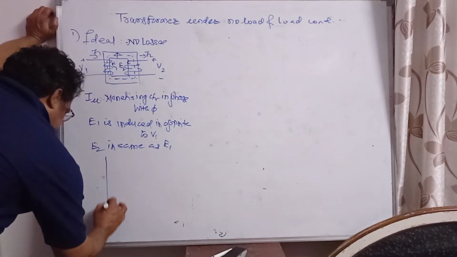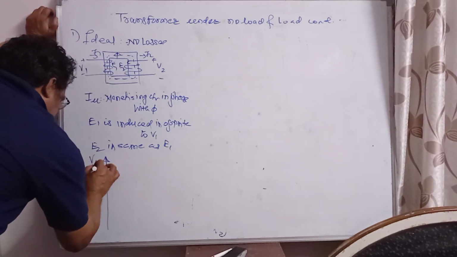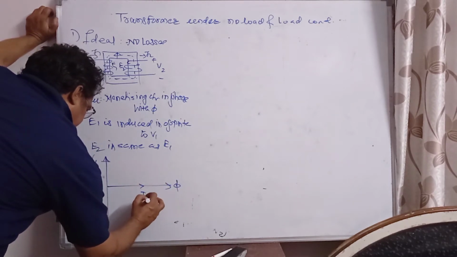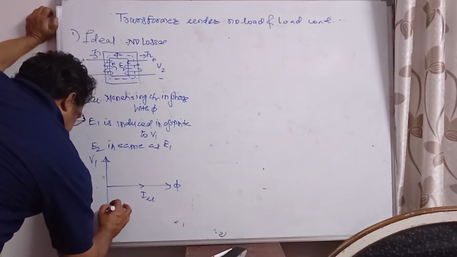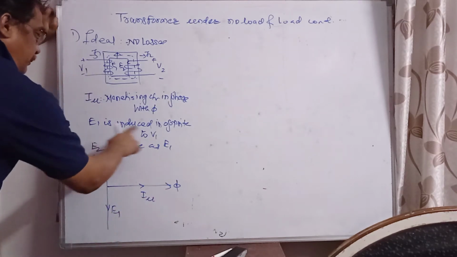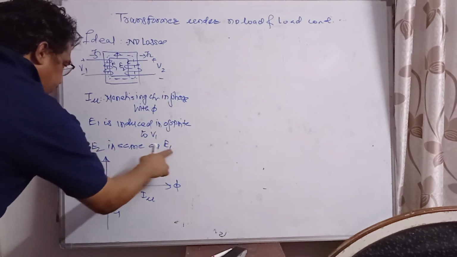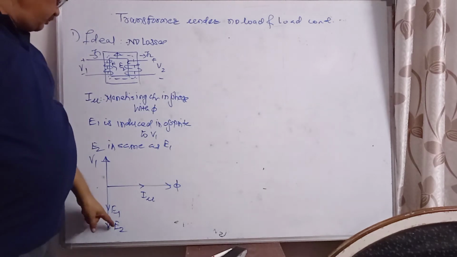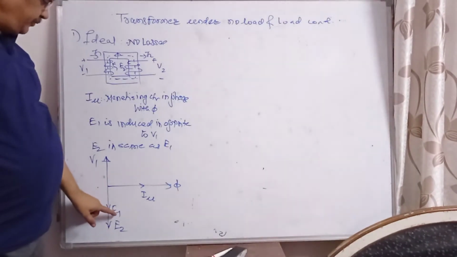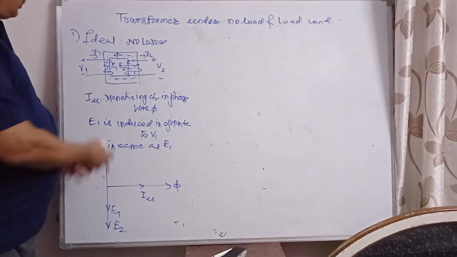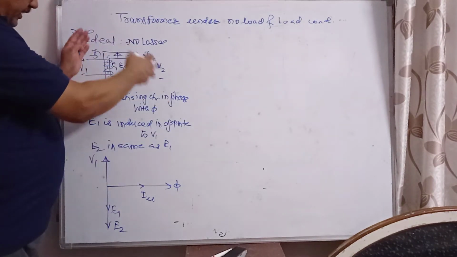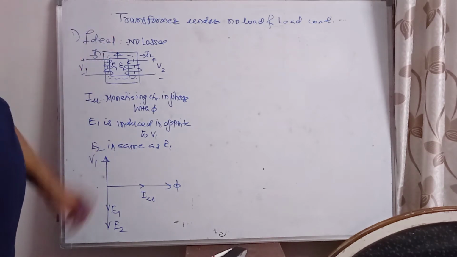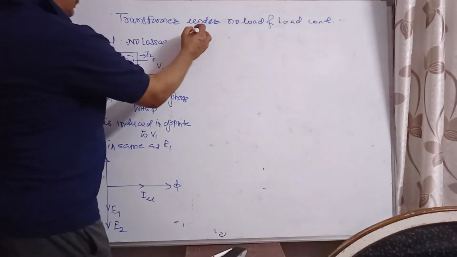So I am drawing the diagram. V1, this is phi axis, this is magnetizing current Imu. E1 opposite to V1 and E2 in phase with E1. E2 is mutual induction effect that is produced by E1, so both are in same direction. So this is the vector diagram of ideal transformer under no load.